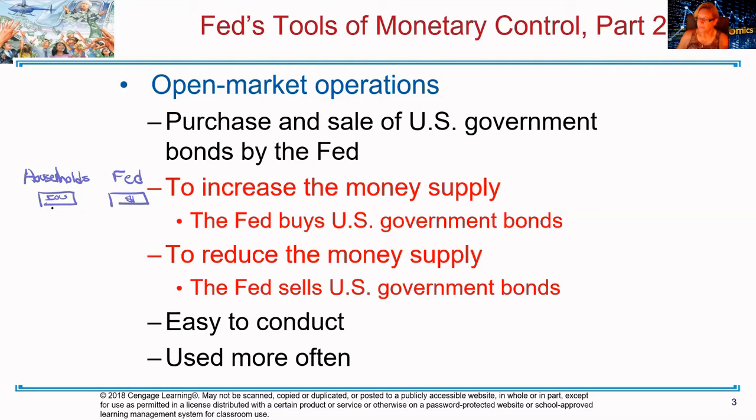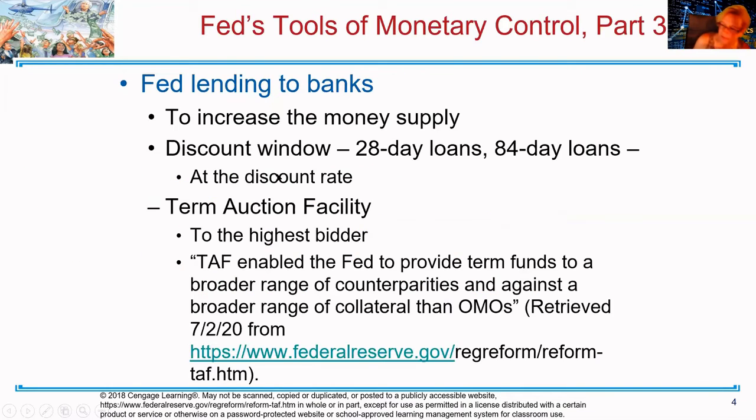Okay, so the Fed does an auction facility, and they say, hey, we have these bonds for sale. Do you want to buy them? And some households will say, sure, I need the cash now. So they will sell their IOUs to the Fed. The Fed will in turn provide money. And so that's why it will increase the money supply. This is the most used tool out of the 3.